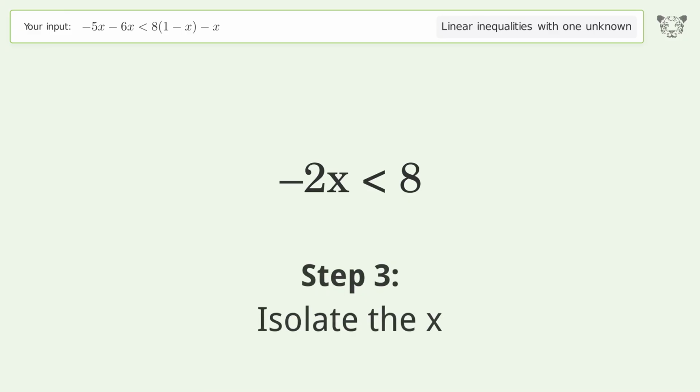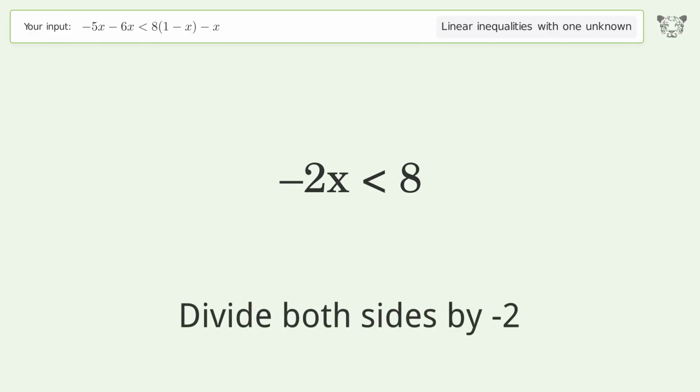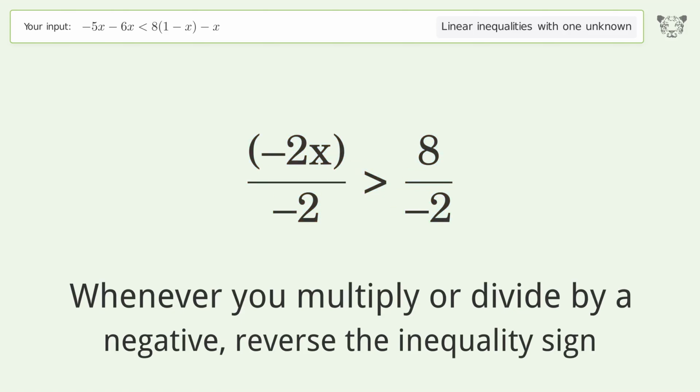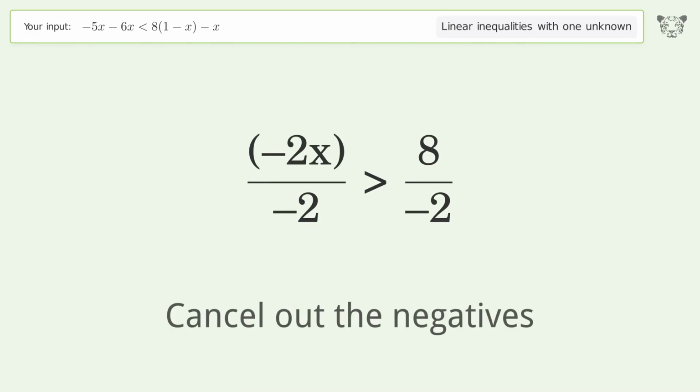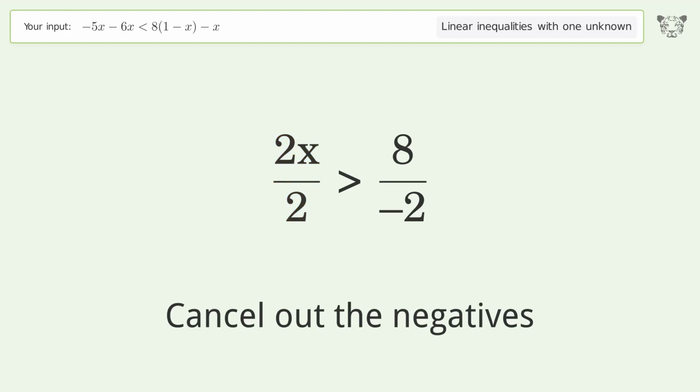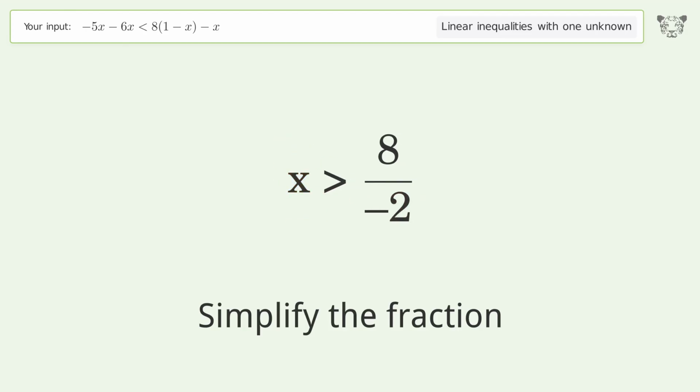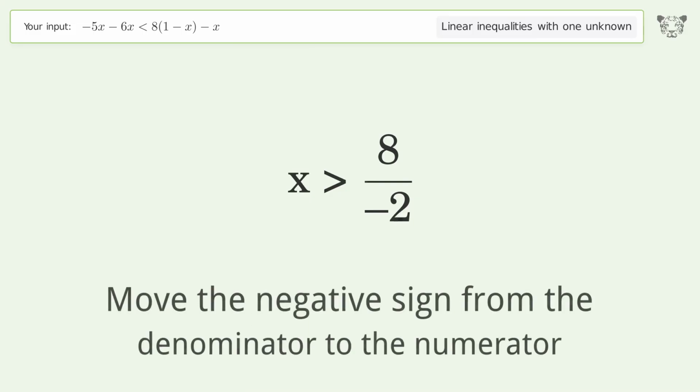Isolate the x. Divide both sides by -2. Whenever you multiply or divide by a negative, reverse the inequality sign. Cancel out the negatives. Simplify the fraction. Move the negative sign from the denominator to the numerator.